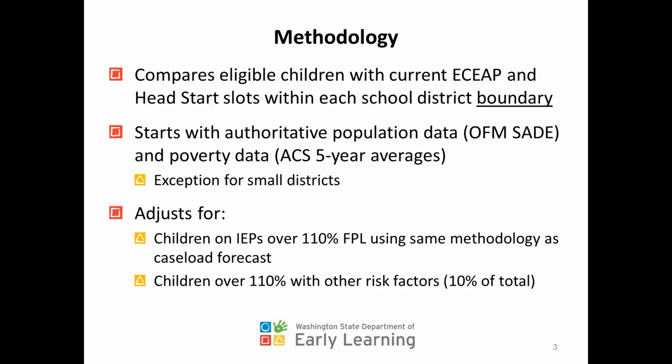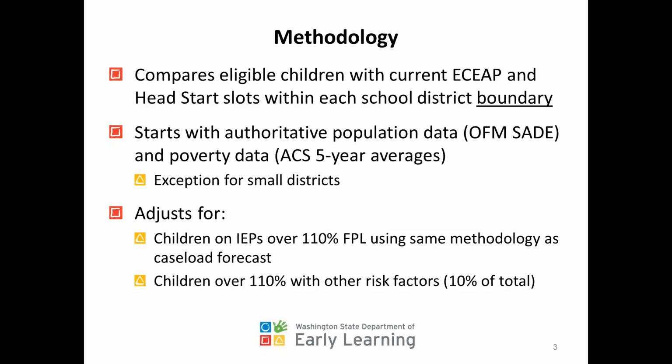We start with the Office of Financial Management's small area demographic estimates for 2015 by school district for their total population of children birth to age 4. We use a multiplier based on birth cohort data to get to a number of 3-year-olds and 4-year-olds in each district, using that same multiplier statewide. And then we apply a school district-specific percentage of population at or below 100% of federal poverty level, which we get from the American Community Survey 5-year averages. Now we have a number of 3s and 4s in poverty by school district.